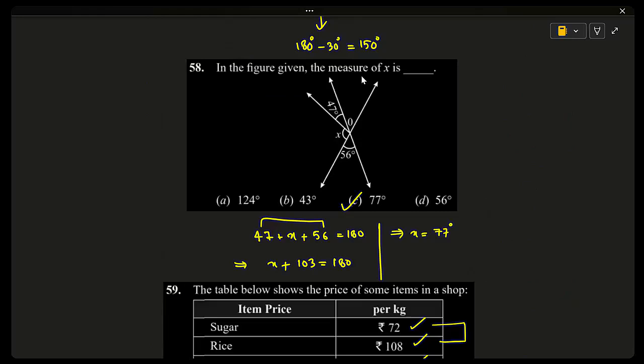If you want to use that, I'll tell you one method. This 56 will be equal to this 56. Vertically opposite angles are equal. Sir, I am also choosing that only, sir. You can do like that also. You'll get the same equation again and same value. Okay. Okay, sir.